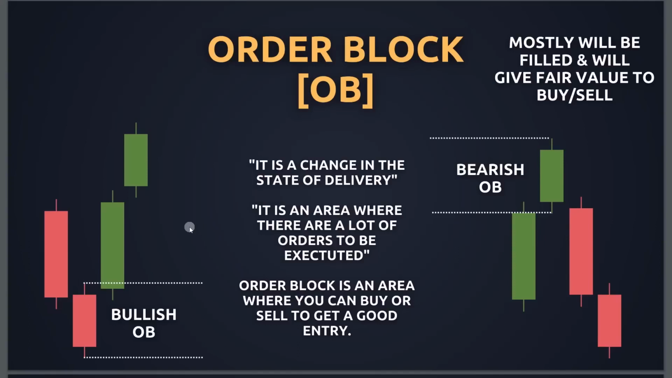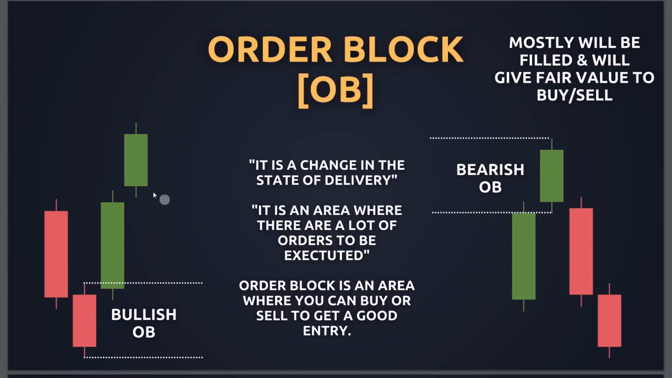In my opinion, and just to make it simple because this is a beginner's guide, I would say an order block is an area where you can buy or sell to get a good entry. And order blocks give you an even better price than a fair value gap. So if you're buying, order blocks are going to give you mostly a lower price, a cheaper price to buy. And this is the same as a fair value gap. It will be mostly filled, and it's also going to give you a fair value to buy or sell.